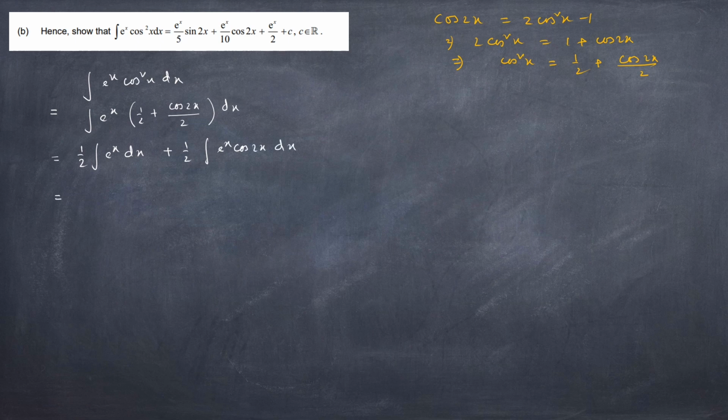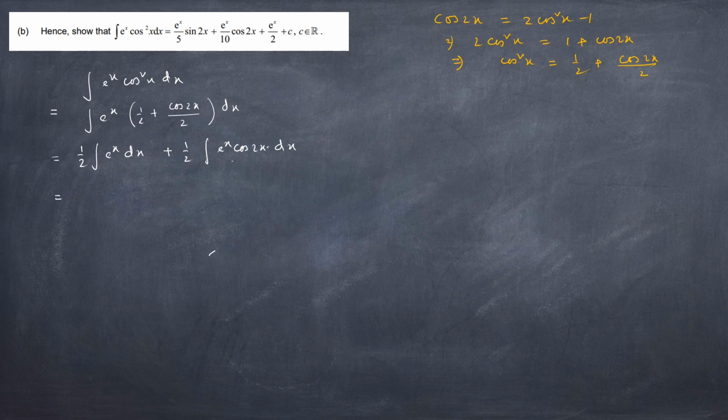Now just think about the fact that we have already used this particular thing, that is e to the power x cos 2x dx. Already we have calculated that. So we will use that particular part and we will try to figure out the problem.